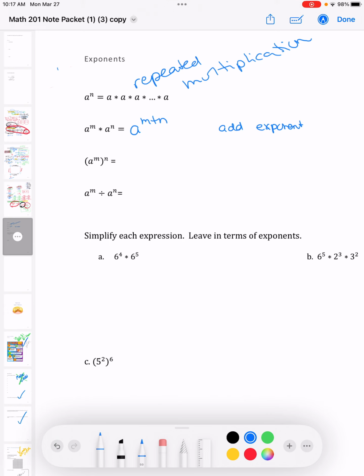So we would add m plus n. So if the bases are supposed to be multiplied, a times a, we see that times right there. What we really do is add the exponents. Notice that a stayed the same. My base stayed the same. I didn't change it.